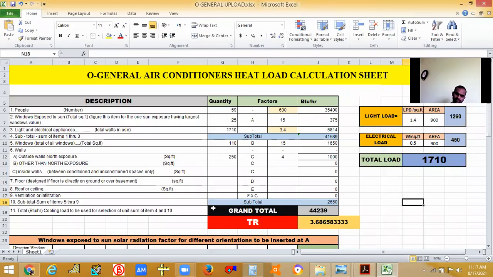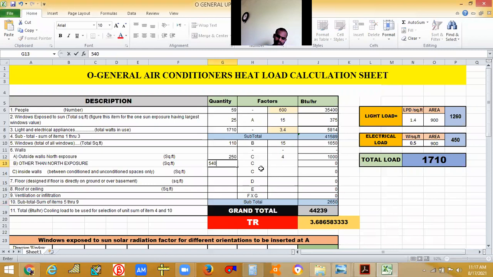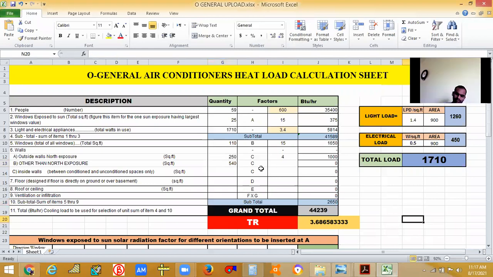So other than north exposure, what is my square feet? 540. Now, how to multiply with C, correct? You have to multiply with C.